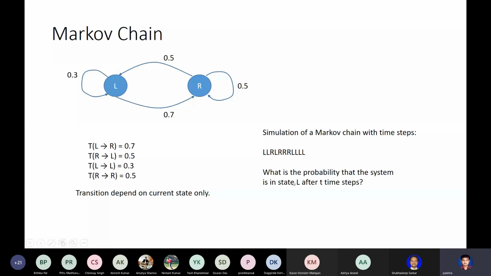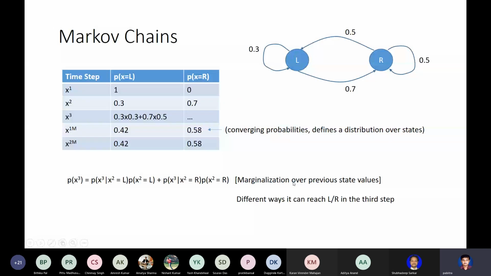Okay, so let us look at this probability after T time steps. What is the probability that she is in the left room? Let us start. Let's say initially she is in the left room. So at time step 1, the probability that she is in the left room is 1, and the probability that she is in the right room is 0.